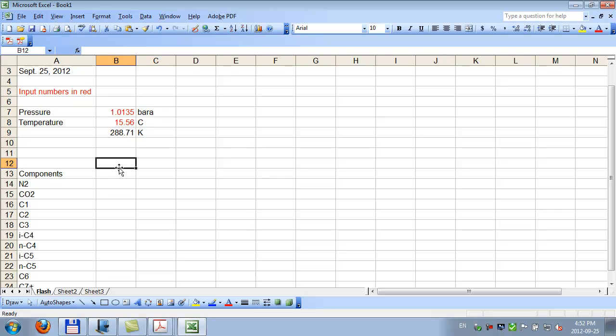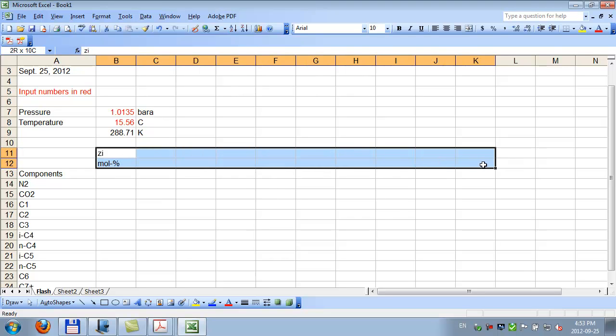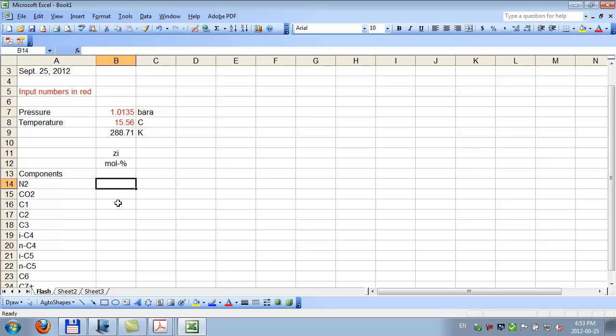Okay, we've got the components. Then I'm going to put the component properties, but first we have to put the amount, the mole fraction, so Zi. I like to put the unit below it. In this case, it's going to be mole percent. I like to have all these headers and their units centered.